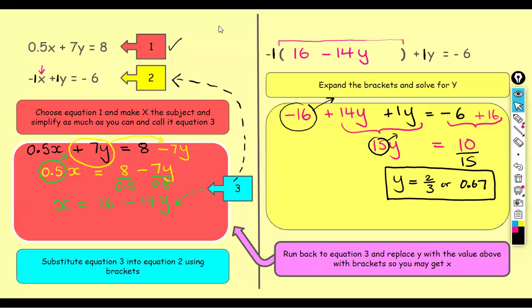We have just solved for y. So now it's time to run. Look at the instructions here. Run to equation 3 and replace y in brackets with what? I'm replacing it with 0.67. Like I said, I don't like fractions. I'm using the decimals.